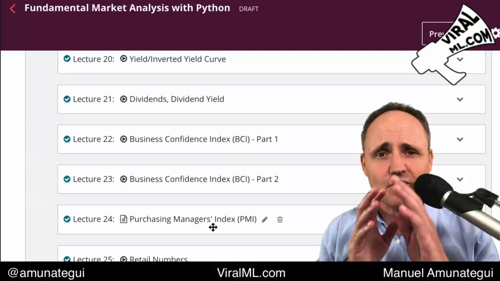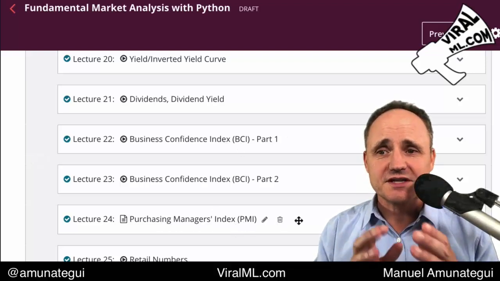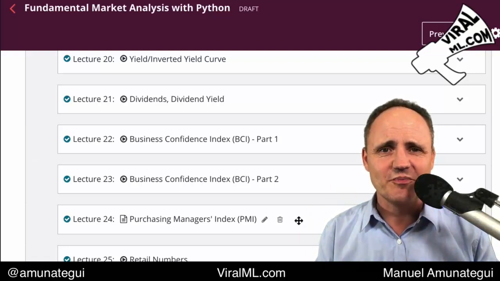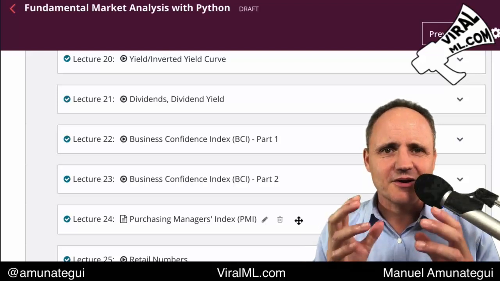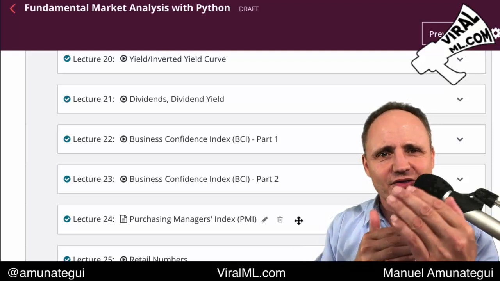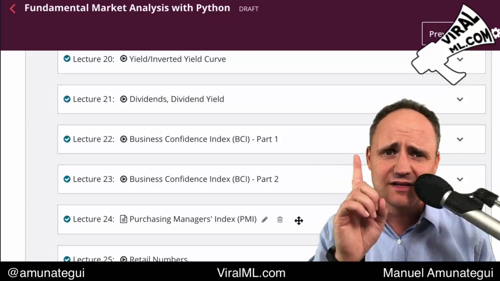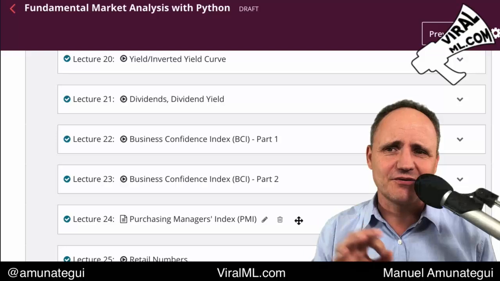Now, these are also forward-looking indicators, and they're not really quantitatively based. They're actually surveys that are sent out to many business leaders, and they're brought back and compiled, and then you have a feeling of how things are going to be in the next month. So again, a forward-looking indicator. Doesn't mean it's always going to be correct, but it's definitely forward-looking.